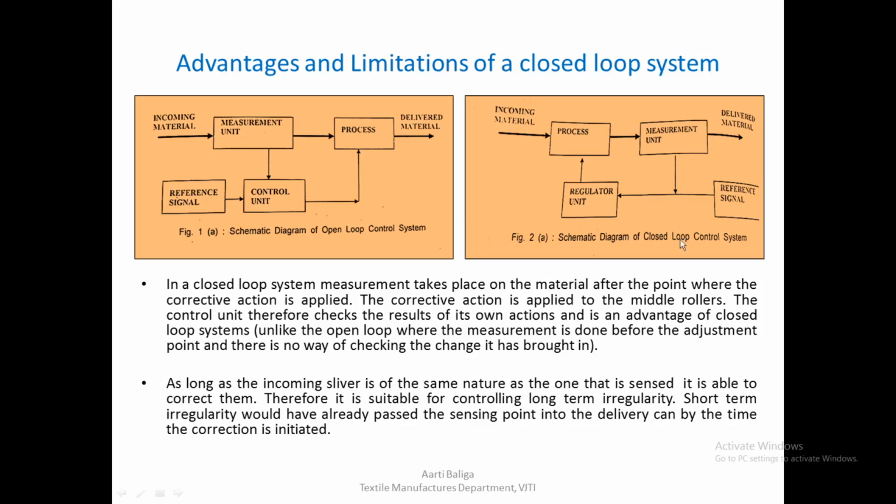And so this kind of a closed loop system would be useless in case of a short-term irregularity which would pass through it. So therefore, short-term irregularity would have already passed the sensing point into the delivery can by the time the correction is initiated. So if you recollect the earlier slide where we saw the three types of auto levelers: open, closed, and combined.